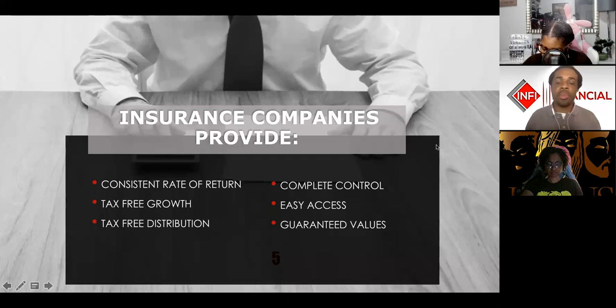Now, why do we use this? Because when we work with insurance companies, we have so many guarantees and benefits: a consistent rate of return, tax free growth, tax free distribution, easy access to our cash, and guaranteed values. My favorite part is that we have complete control. We decide what we want to do and when we want to do it. That is not the truth with a lot of other products that are marketed to us. The only control we have is how much we're putting in, and then it goes off into some fairy tale land until somebody tells us how much it's worth again.